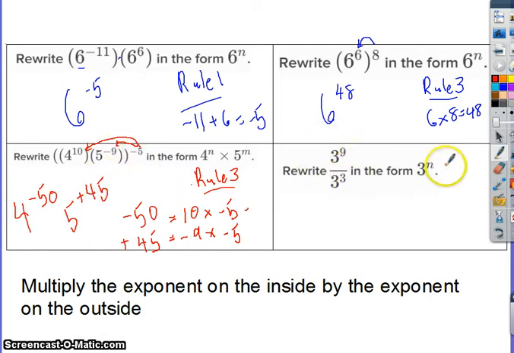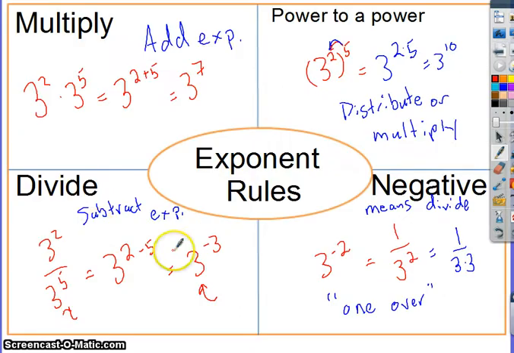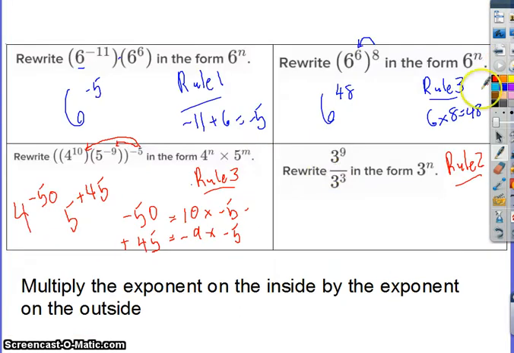Next rule is rule 2. If I said this out loud, it would be 3 to the 9th divided by 3 to the 3rd. So I'm using rule 2, and rule 2 was, let's see, we subtract the exponents here, so I'm subtracting the top minus the bottom. So it's going to be 9 minus 3.